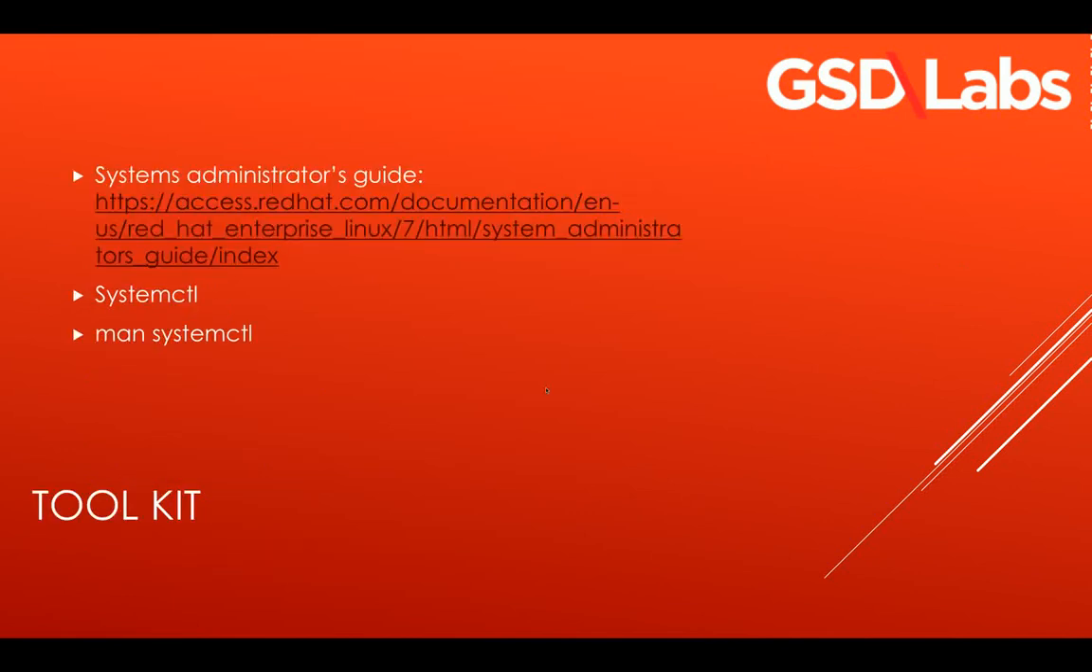Okay, so let's talk about a toolkit. I will include as part of my toolkit obviously the system administrator's guide for Red Hat Enterprise 7. So make sure that you keep that link with you. This is a free book that's published on the Red Hat side, and you can use it as your reference guide. The second tool for your toolkit is the Systemctl command, and then obviously the man page for Systemctl. So these are the two main tools that we're going to use through this video.